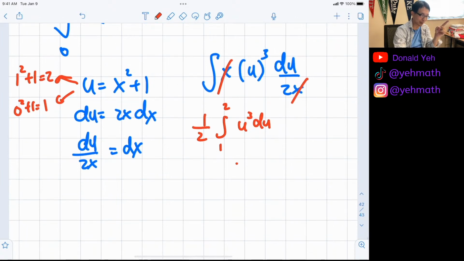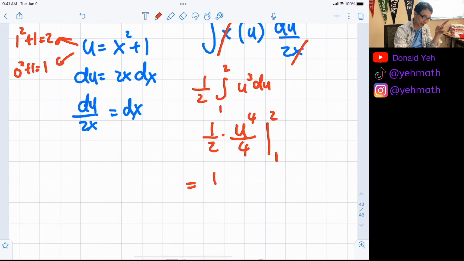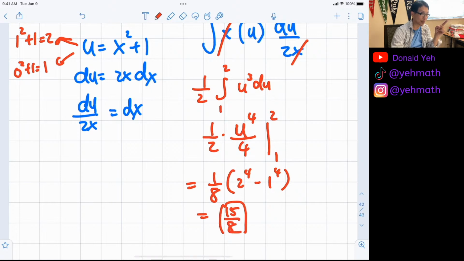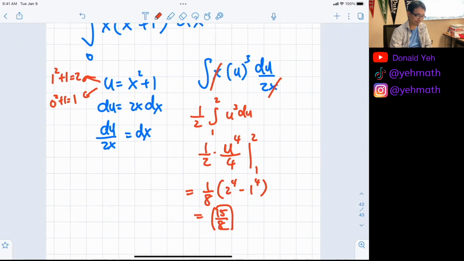Remember, some students want to convert back to x. No, you're just going to do u to the 4th over 4 times 1 over 2 between 1 and 2. I did the integral. Then that's going to be 1/8 of 2 to the 4th minus 1 to the 4th. So it'll be 15 over 8. A very easy answer. I never went back to x. Don't go back to your x's. Got it?